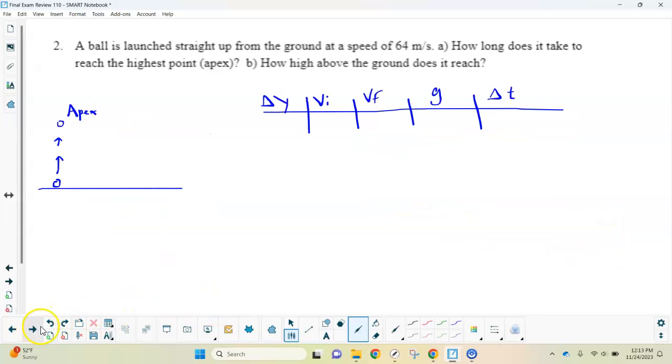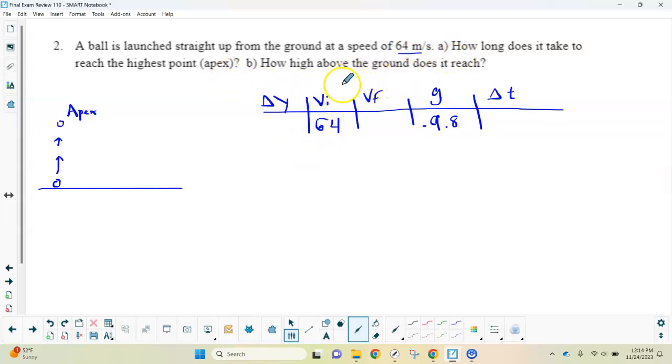Part 2 is free fall kinematics. So instead of moving horizontally, we're vertically. So delta y switched in for delta x, and then the acceleration due to gravity, which is negative 9.8 on Earth, is going to go in for A. So we're going to put that in. It's launched straight up from the ground at a speed of 64 meters per second. So that's our speed to start, is 64.